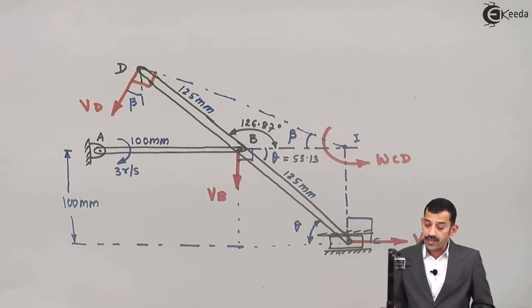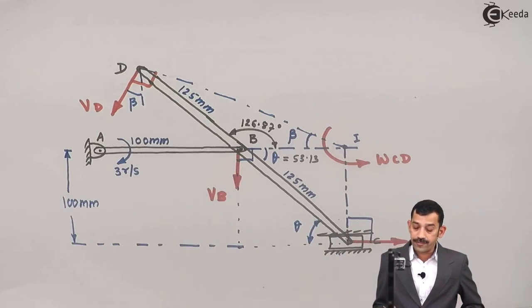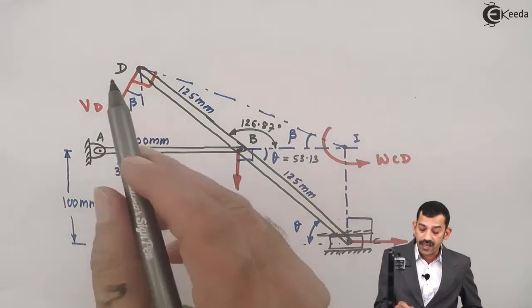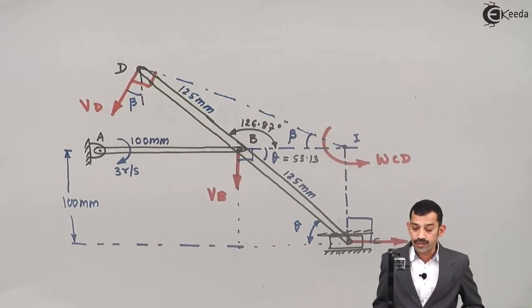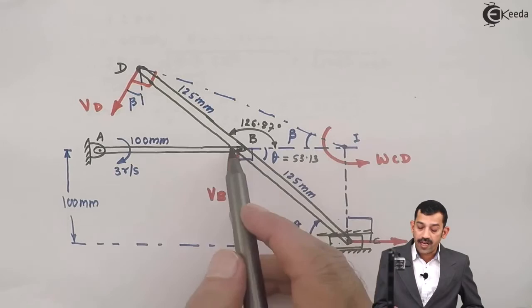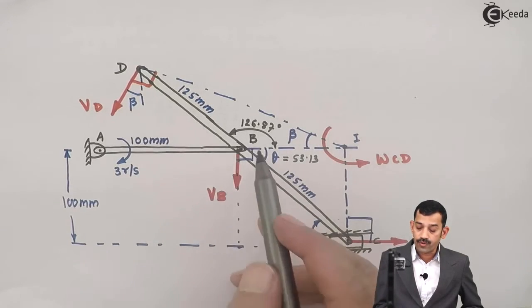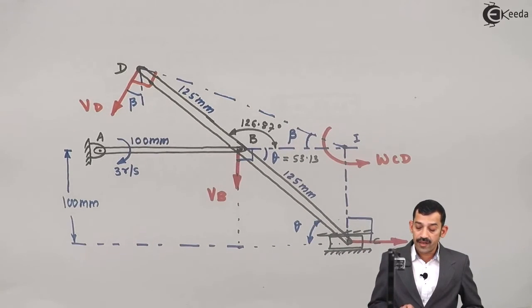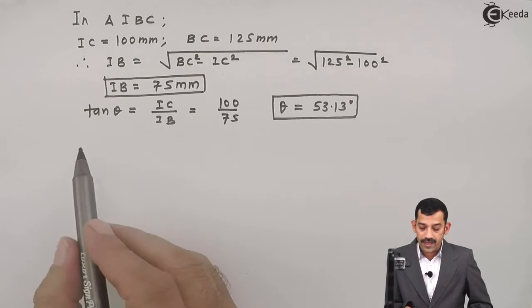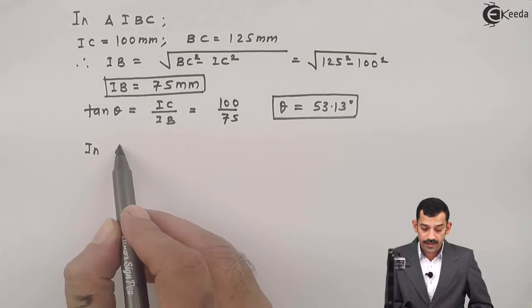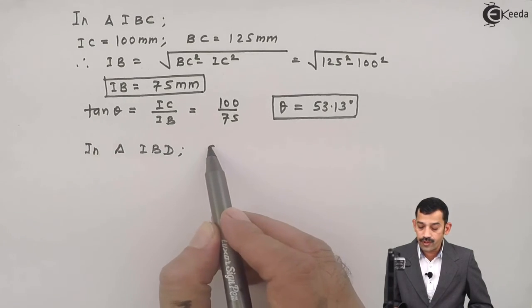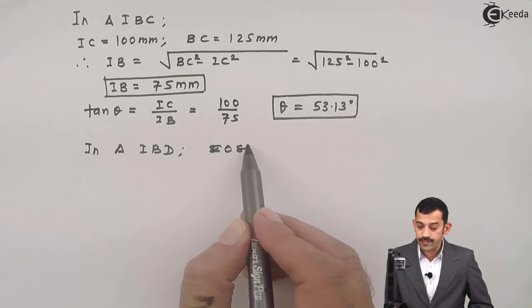Now how will we find the other length? IB you know, IC you know, right? Now IB length is known, BD length is 125. That means length ID is possible by applying cosine rule in triangle IBD, because the angle between IB and BD is known. Then applying sine rule, we will find angle beta. In triangle IBD, we will use cosine rule here.